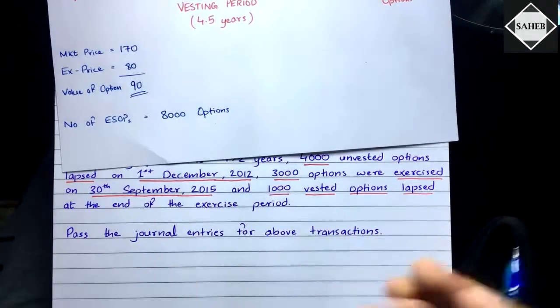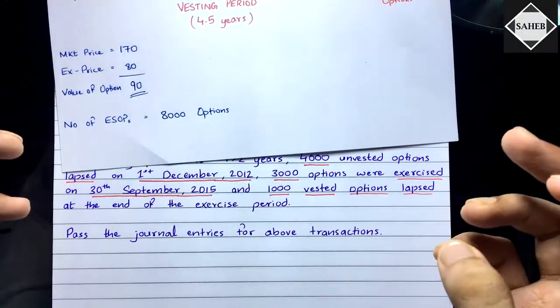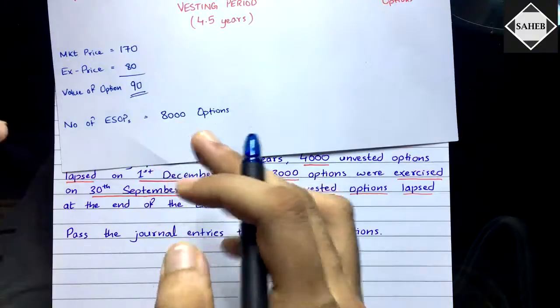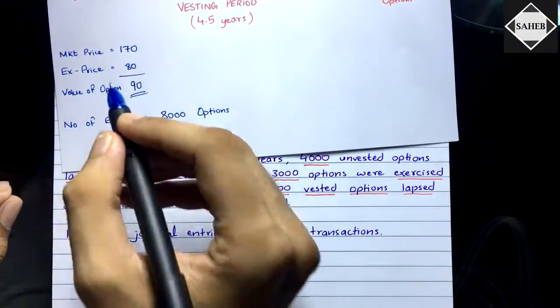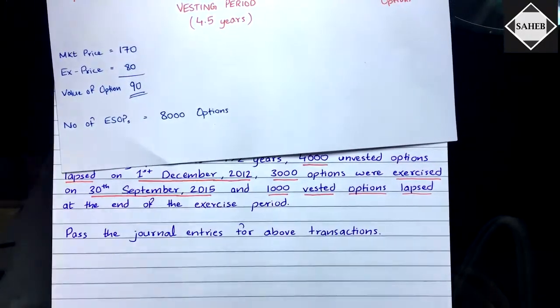If it is given directly, such as the fair value of option, then that's the first priority, just take it directly. Now, till the first paragraph we come to know that 8,000 options have been offered, the value of option is 90, the exercise price is 80 and the market price is 170.